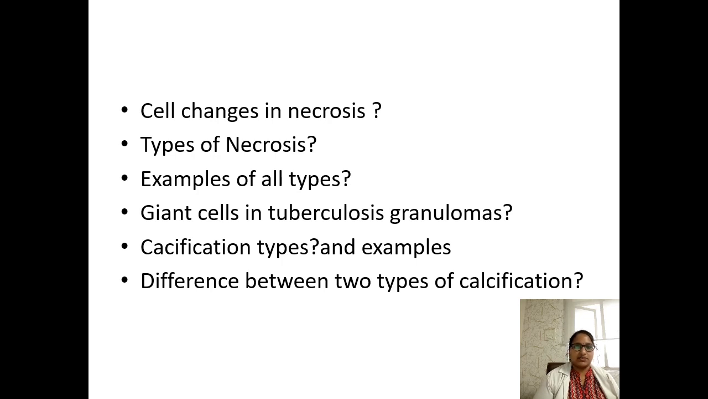And what are the cell changes we see in necrosis? The cell changes in necrosis are nuclear changes. We'll be seeing cellular changes like indistinct cell borders, moth-eaten appearance of the cell, increased eosinophilia, and nuclear changes, which can be in the form of karyorrhexis, karyolysis, or pyknosis. All these are the changes we see. So that covers calcification, dystrophic and metastatic calcification, and the examples. Thank you.